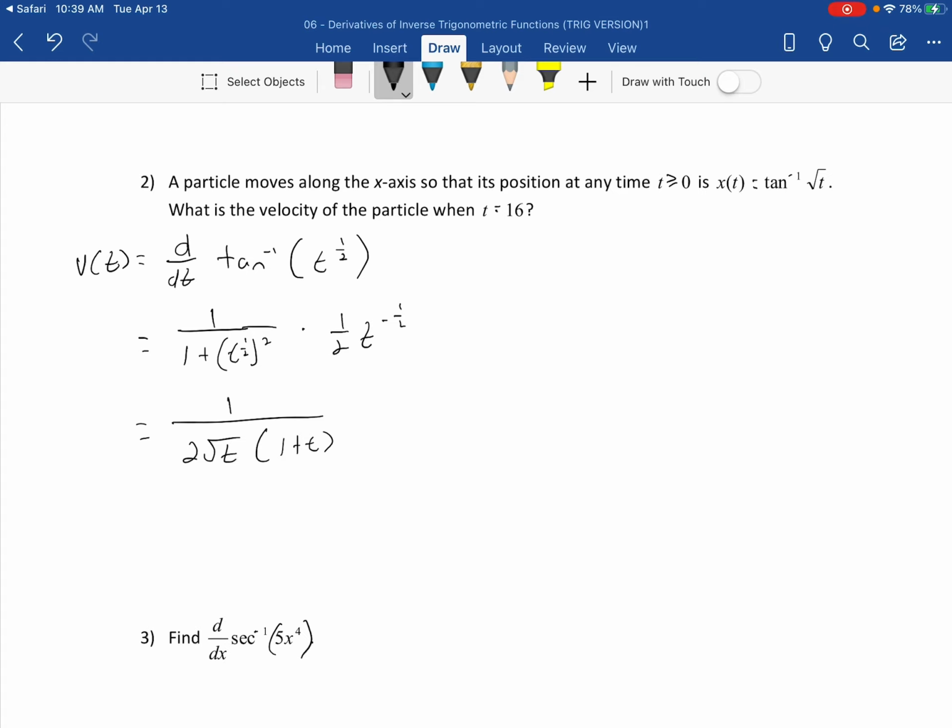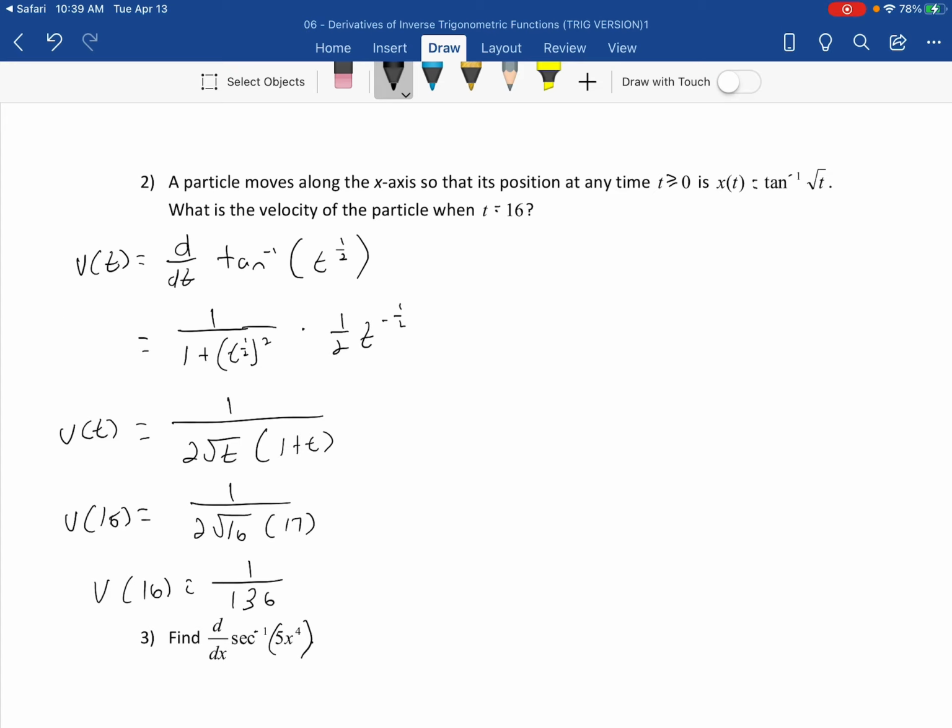Oh, but that's not what they wanted. That's v at t. They wanted v at 16, so I sub in 16 here, and I get 1 over 2 root 16 times 17. V at 16, I get 1 over 136 when I sub that in there.